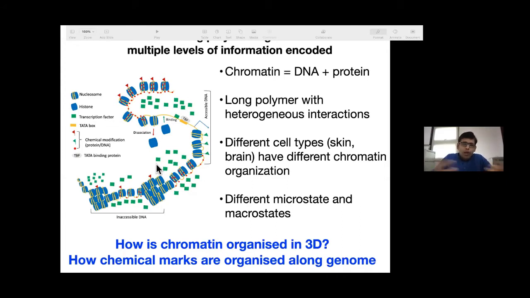One macrostate that we know is important is the 3D distance between different segments of chromatin. So it is an interesting question to understand how chromatin is organized in 3D. This is one of the questions that we will discuss in this talk: how is chromatin organized in 3D? Another question is, how are these chemical marks distributed along the DNA? What is the pattern of these chemical marks? That will be the second part of the talk.